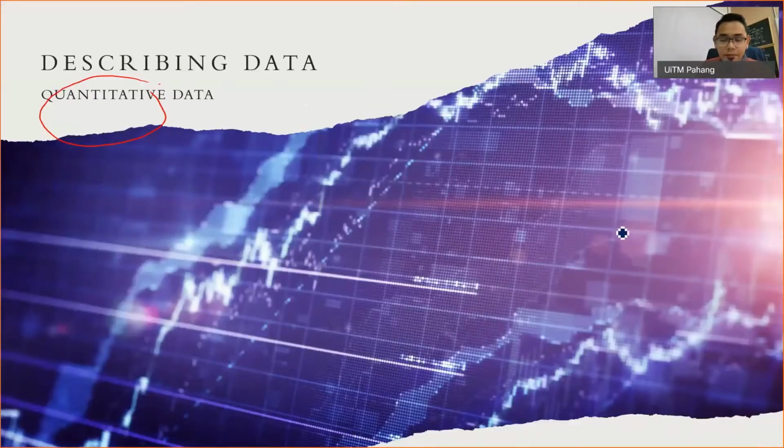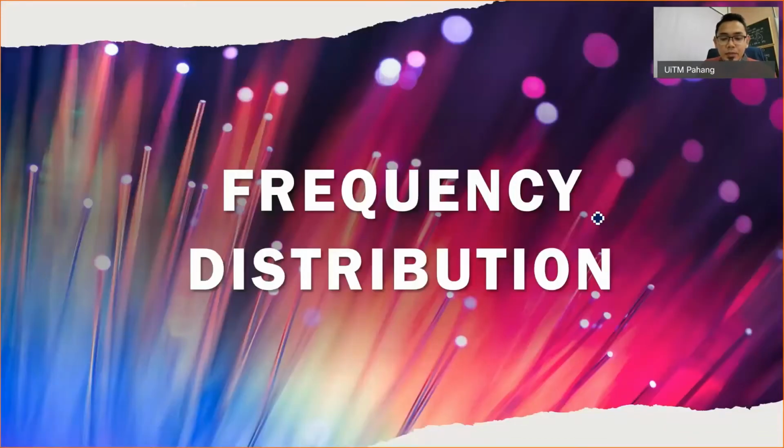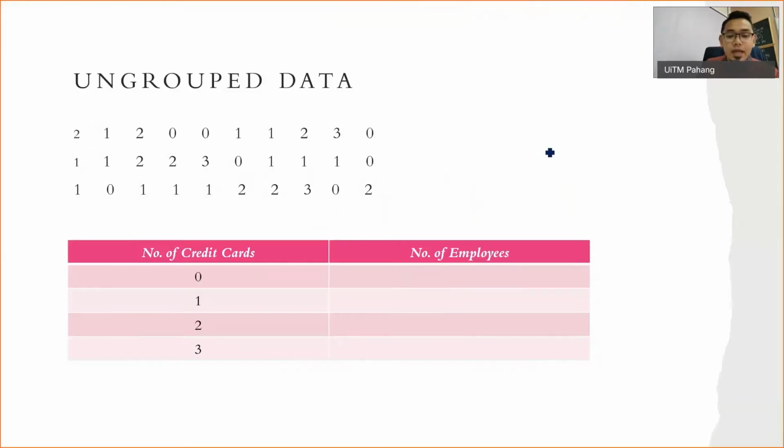So let's start with the first one. Suppose we have the frequency distribution. For quantitative data, we can describe it by using a frequency distribution table. So what is frequency distribution? Suppose we have this ungrouped data, because this data is spread out like this.